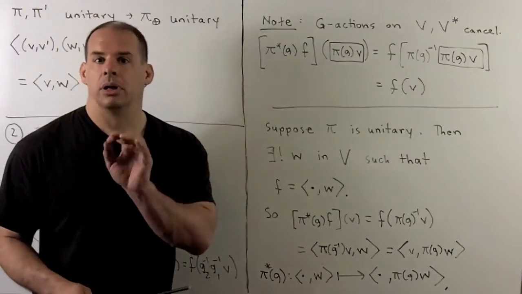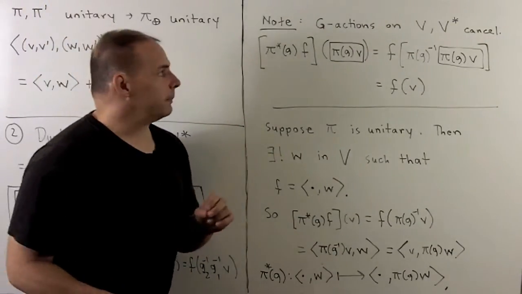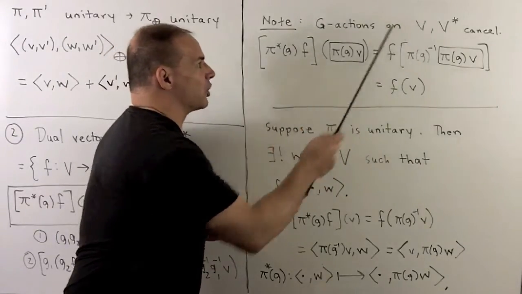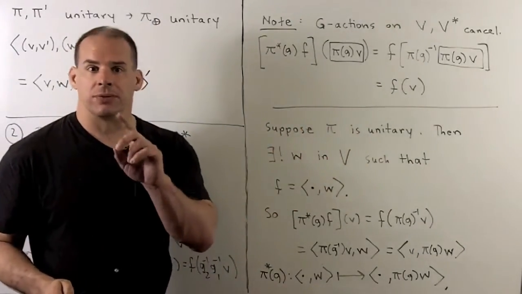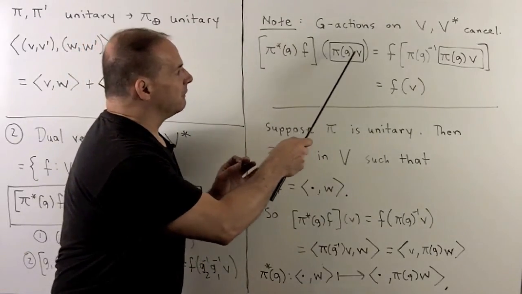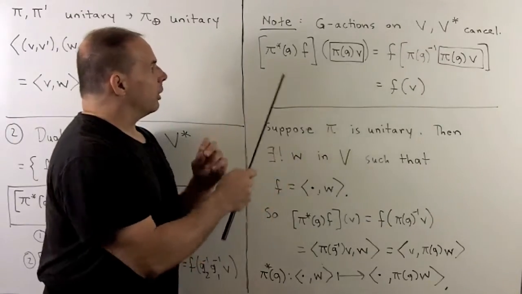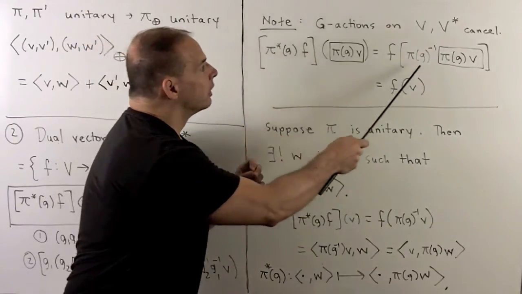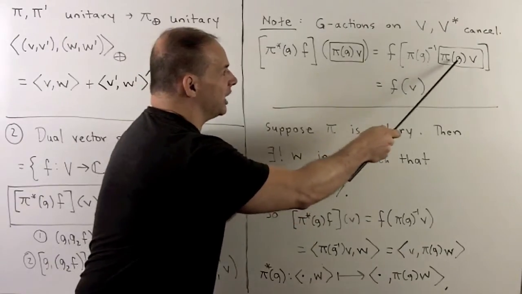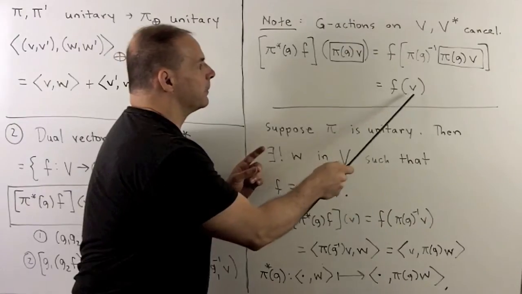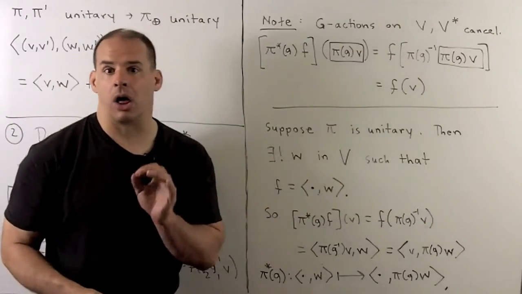Now, one thing to note, which we'll get to in a little bit, is if we consider the G actions on V and V star at the same time. For instance, if we calculate pi star of G on F on pi G of V, what do we do? We're going to take the G to the inside as a G inverse. We have G inverse hitting G to cancel out to give the identity, so I'm just left with F of V. It's like we didn't have the group action in there at all.